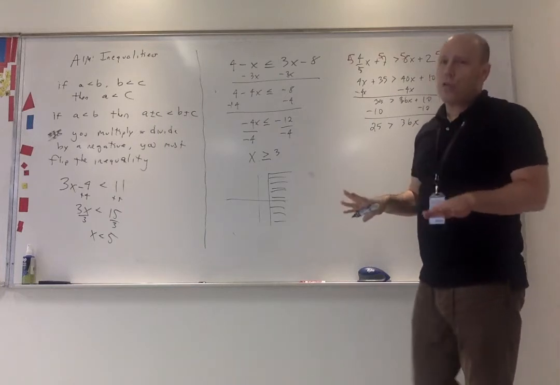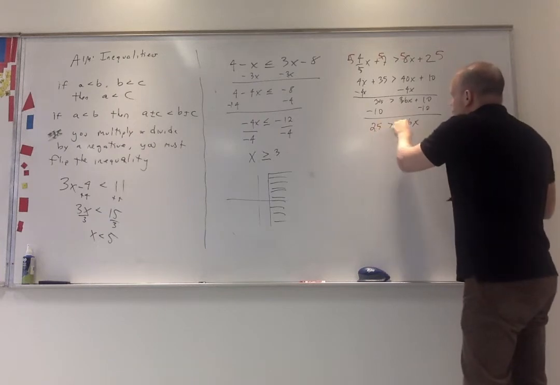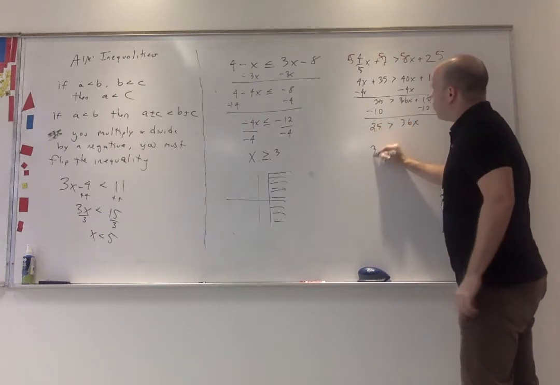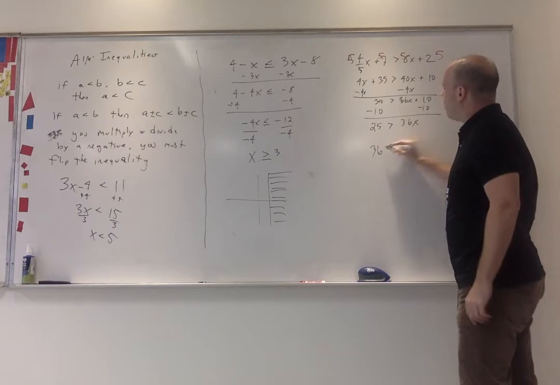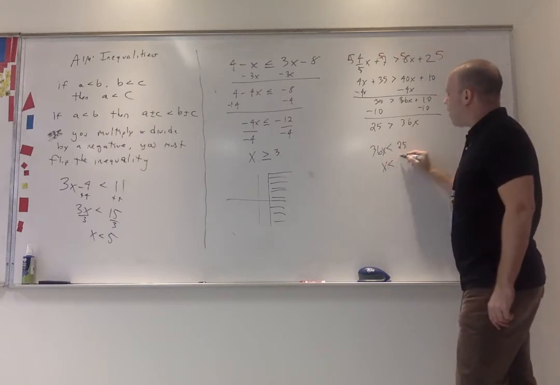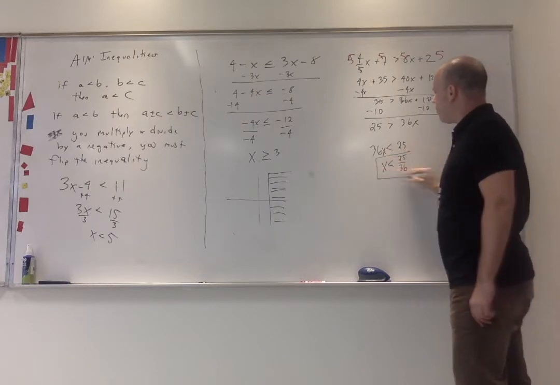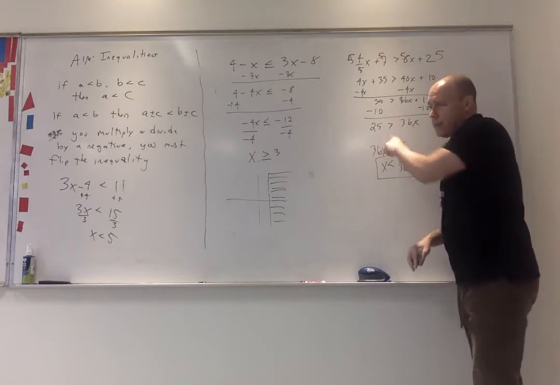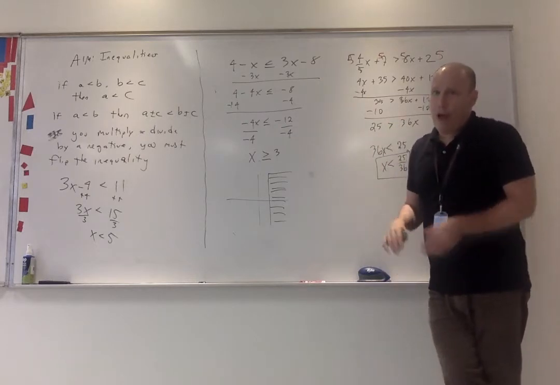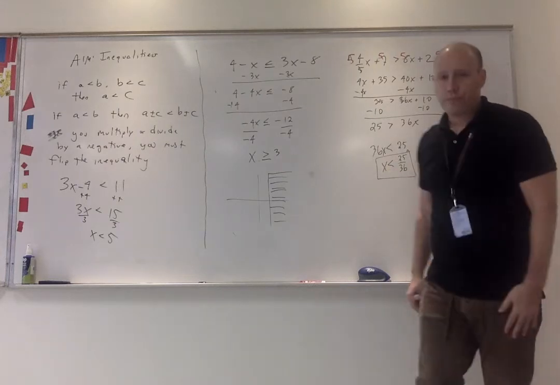Well, this one looks a little weird to me. So you know what? I'm just going to fix it up a little. If 25 is greater than 36x, that means that 36x is less than 25. X is less than 25 over 36. I didn't flip because I divided by a negative number. I just flipped it because I want to keep the variable on the left.